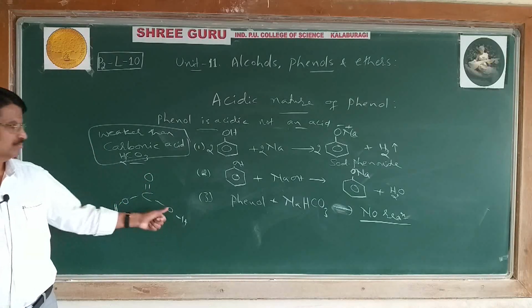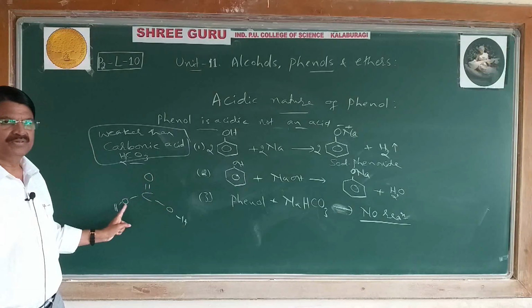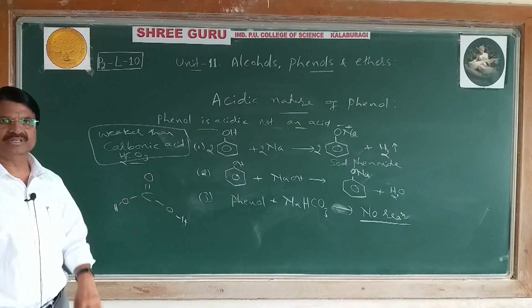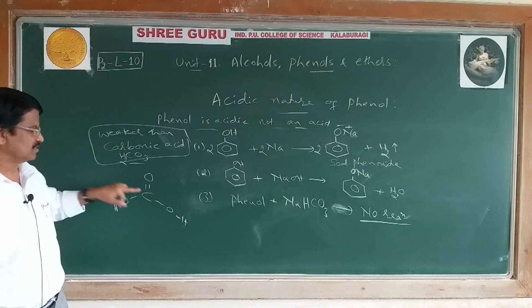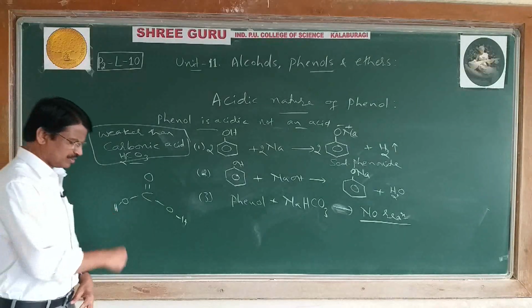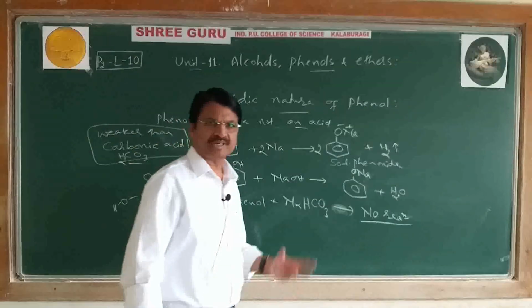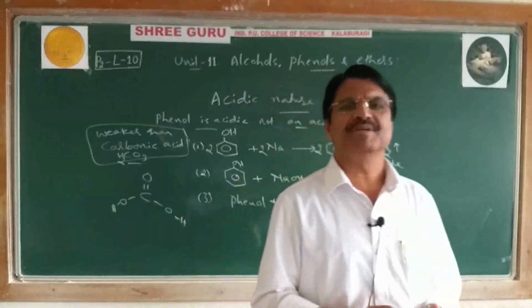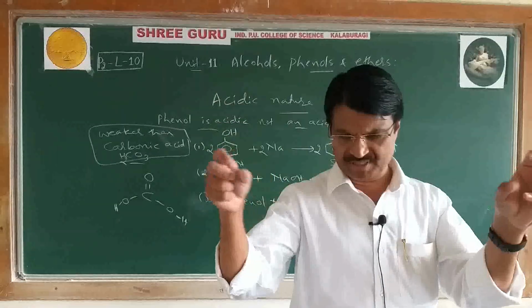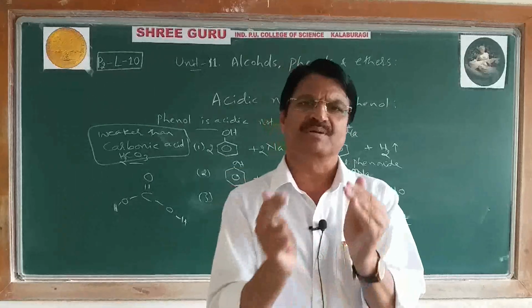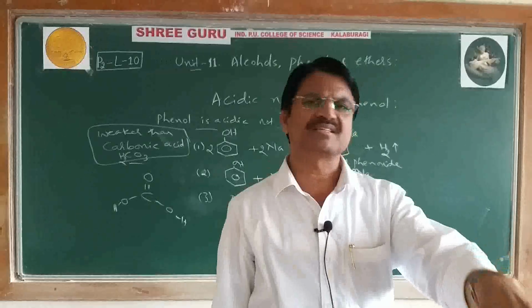Valency of O is 2. Valency of H is 1. Valency of C is 4. This is the structure of carbonic acid, and this compound is a very weak acidic compound. Carbonic acid is obtained by mixing CO2 and water. When CO2 and water combine, they form carbonic acid, H2CO3, and it exists at low temperature.